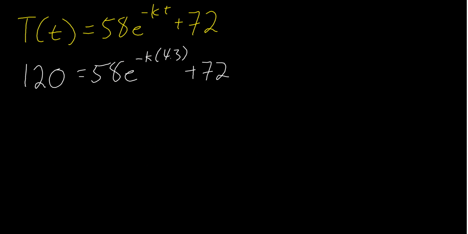So every unknown is now taken care of, and we solve for k. So let's see. We're going to subtract 72 from both sides, so that's going to be 48, and then we're going to divide both sides by 58, so it's going to be 48 divided by 58. That's going to be equal to e to the negative 4.3k. We're going to take the natural log of both sides, and we don't necessarily have to do what we did earlier. We can just keep it as a natural log of 48 over 58.